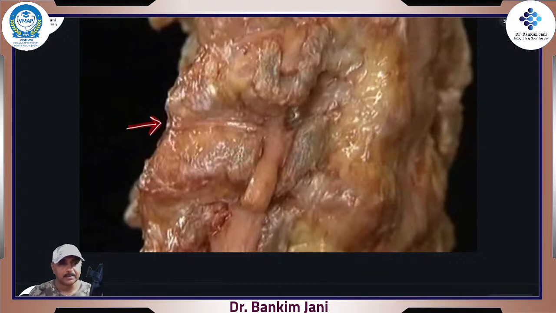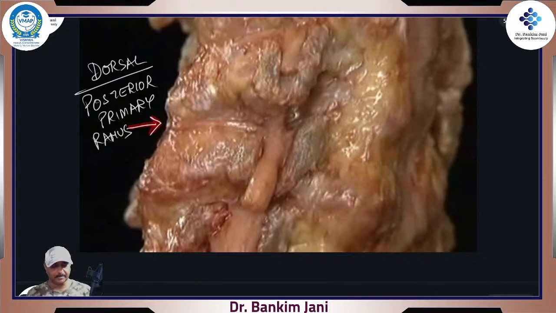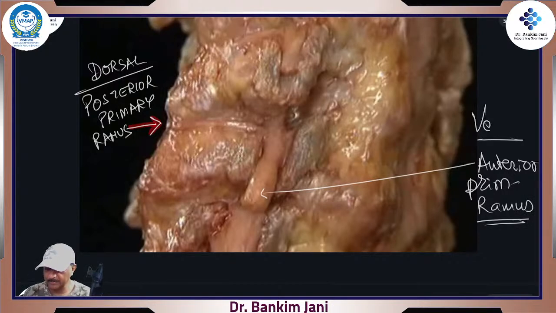This is the dorsal ramus. Whether you call it a dorsal ramus or a posterior ramus, primary ramus, posterior primary ramus, it is all the same. And the rest of the portion, that is the anterior primary ramus, or the ventral ramus.